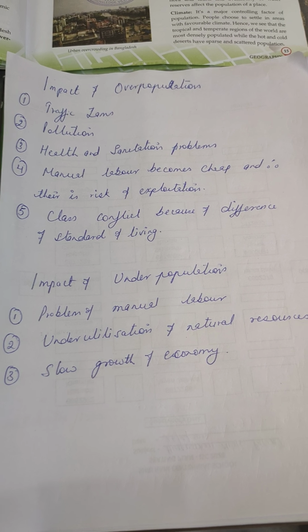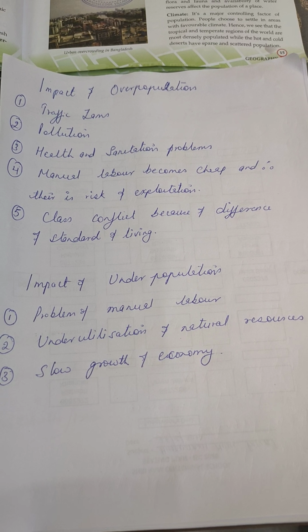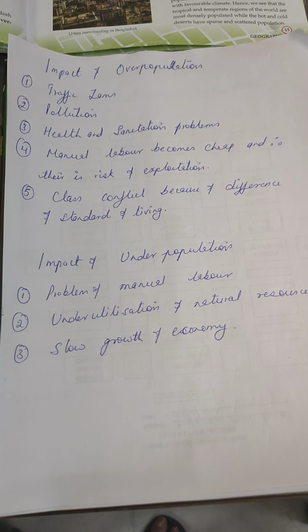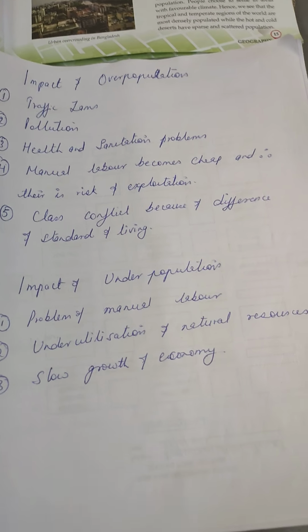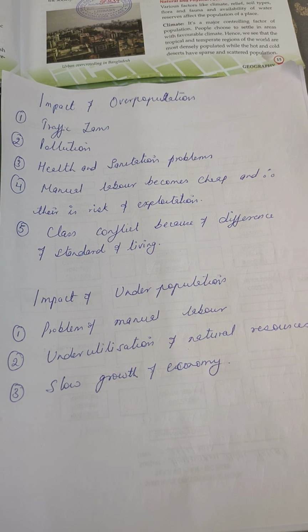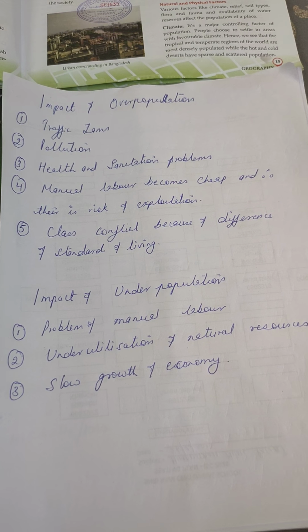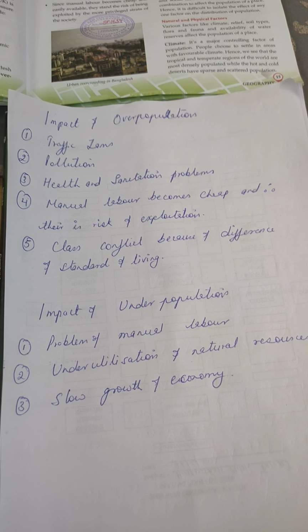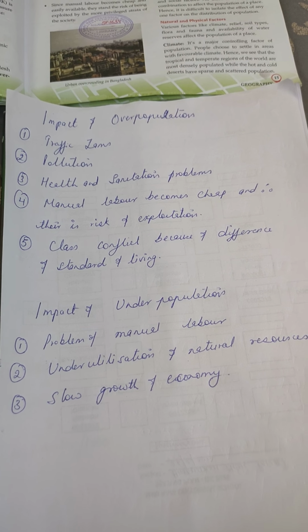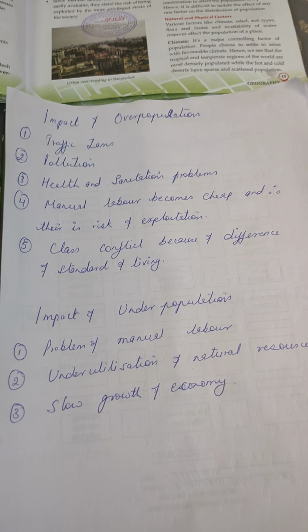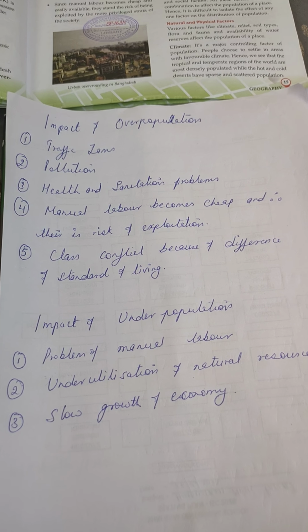Then the laborers, the manual labor, the maids working in our homes, the laborers working at a construction site, in an industry, their wages go down, their salaries go down. That means manual labor becomes cheap, and therefore there is a risk that they might get exploited.